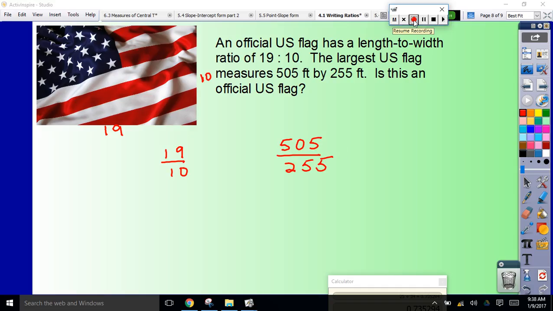Okay, Hillary, is it an official US flag? No. Why not? Because one's 1.9, and then the other one's 1.9803121. Okay, we'll stop after the 0 there. So they are not the same. It's very close to being an official flag, but the answer would be no. It is not actually an official flag.